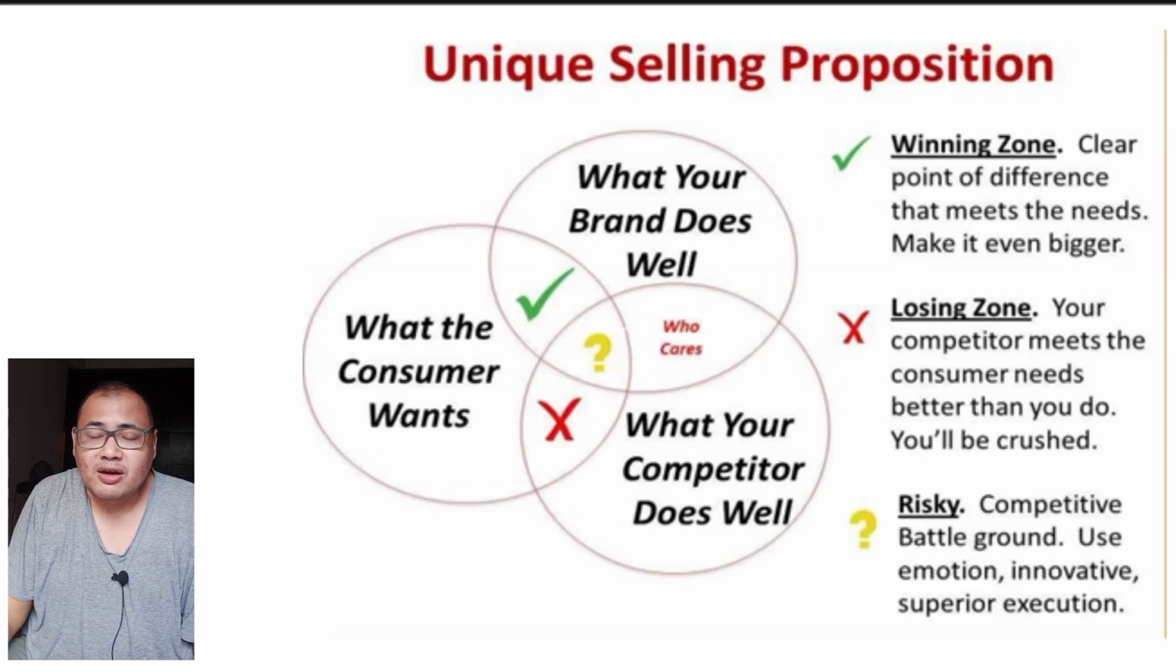So we have the diagram for the unique selling proposition. So under here, you have what does your brand or what your brand does well, kung ano yung maganda sa inyong product or services, what's the consumer wants, and then what your competitors does well. So as you can see, pag pinagsama mo yung hinahanap ng customer, what your consumer wants, and what your brand does well, you have a winning zone.